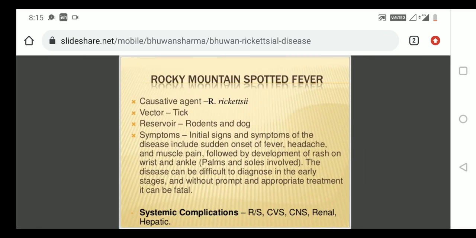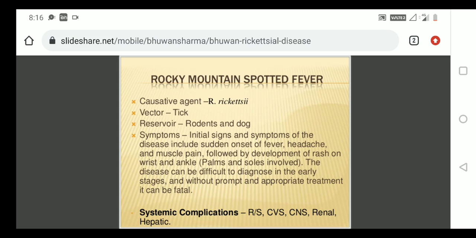And the next one is Rocky Mountain spotted fever. So what is the causative organism? Rickettsia. The vector is ticks and the reservoir is rodents and dogs. And the signs and symptoms are sudden onset of fever, headache, muscle pain, followed by the development of rashes on the wrist as well as the ankles, especially the palms and soles also. Then this disease is difficult to diagnose in the early stages and all. Without prompt and appropriate treatment, it can be a fatal one.